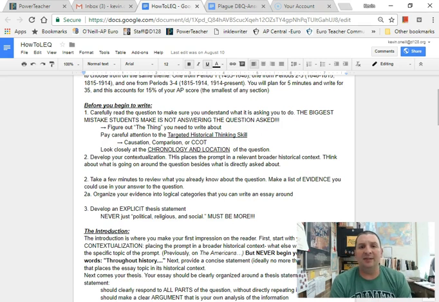Then take a moment and develop your contextualization. This is just like contextualization in the DBQ. It places the prompt in a broader historical context. The question's about this narrow part of this era. What else is going on around it? What is the big picture context of this question? So you're going to jot that down.